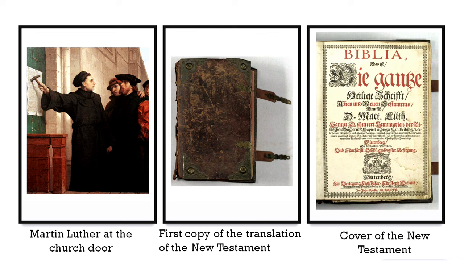Now, we go to the next image, children, if you can see. Here, on the left corner, you can see Martin Luther, and he just nailed his 95 theses on the door of the church, and see how curiously people are looking at what he has written and what he has understood. To the center is the New Testament of the Bible, which he interpreted and wrote. This is the first copy of the translation of the New Testament. And the next image on the right is the front cover of the book.